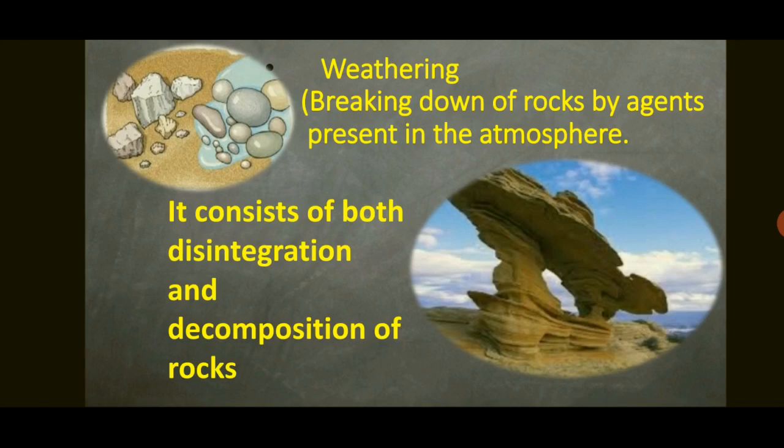In disintegration, there is a physical breakup of the rock into smaller fragments, which means the rock only breaks down and there is no change in the chemical composition of the mineral. Rocks only break into small fragments. But in decomposition, whatever minerals or chemicals are present, there is a change in their chemical composition, and then when it breaks down, it forms a new mineral. This happens during chemical weathering.